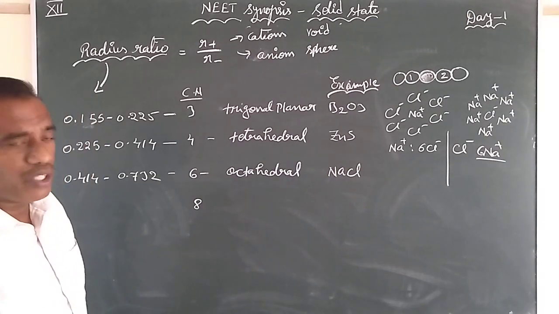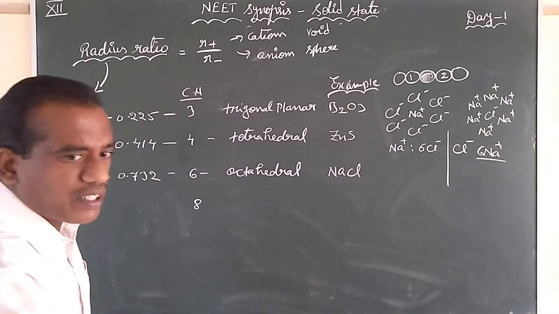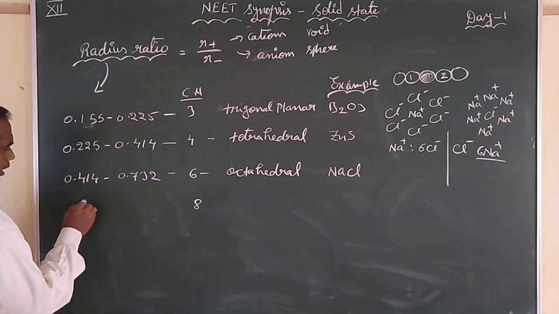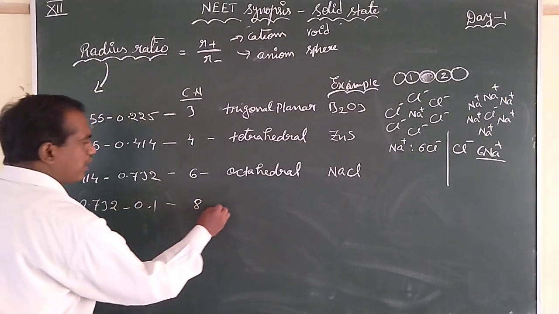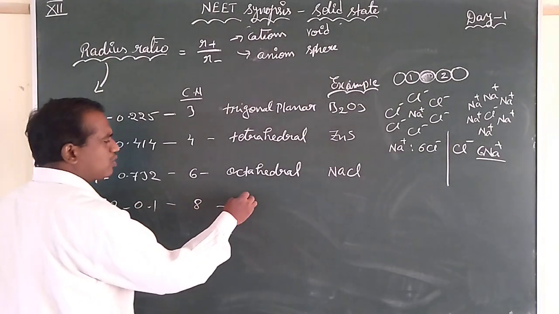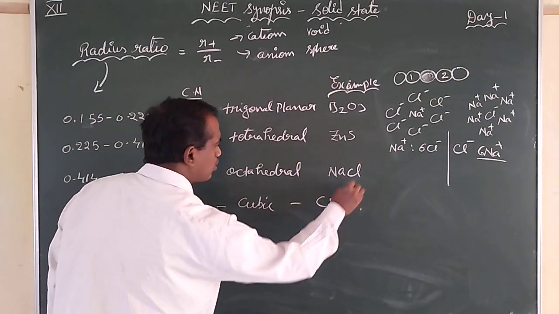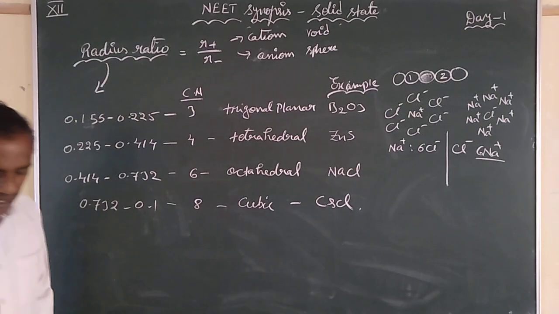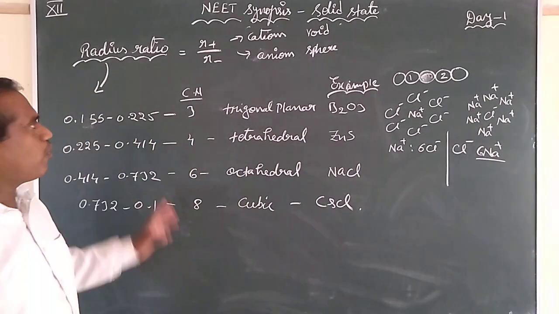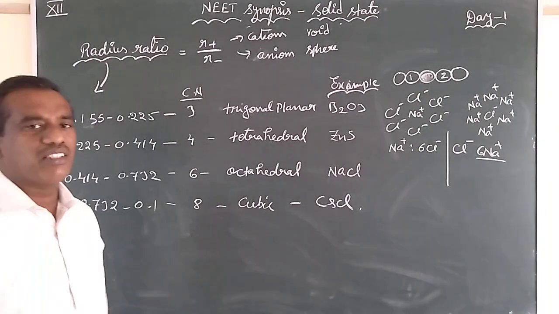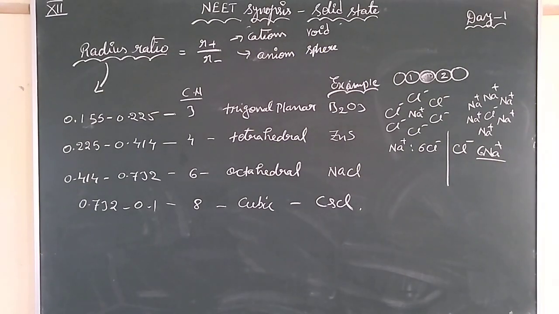Let me give one problem so that you can clearly understand. If the radius ratio is ranging from 0.732 to 1, then the coordination number will be 8. It is a cubic type of arrangement, and we say it belongs to the cesium chloride type. This is one of the new areas that we didn't cover in the PUC. After seeing one problem, you can clearly understand this.